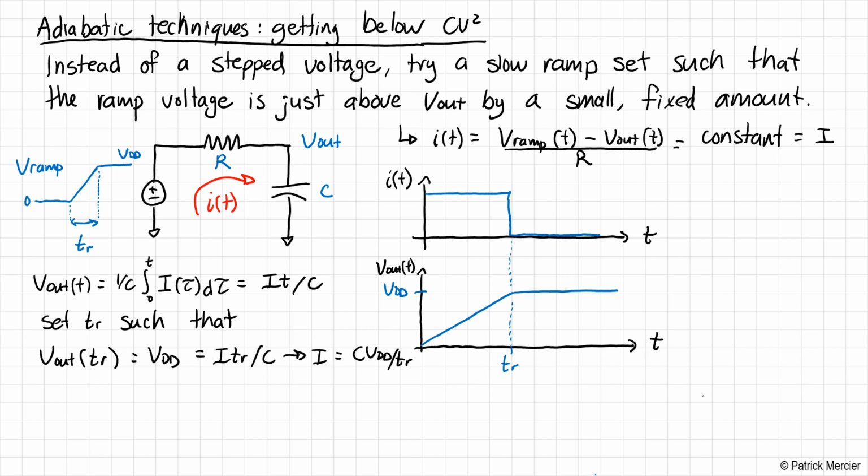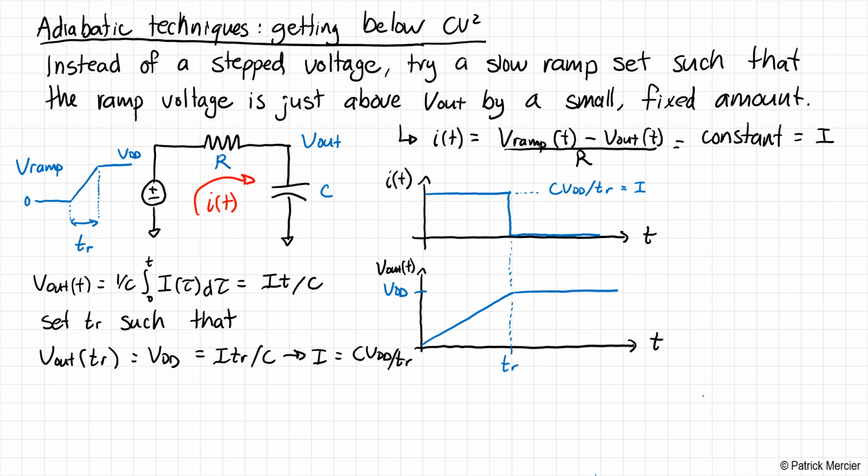Okay, so this is the fixed current that we are delivering here. Let's just label that on the plot. This is equal to C VDD over TR. That's our I. Okay, so what does that give us?